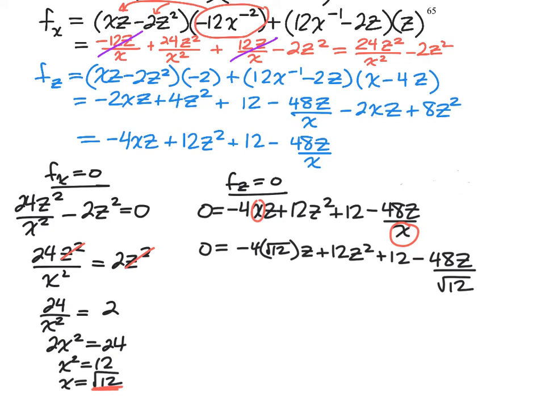All right, so compute, no, digital link. You just type it in again. So -4, let me just move this up. Okay, that's fine. -4 times the square root of 12 times x plus 12x squared, plus 12, minus 48x over the square root of 12.